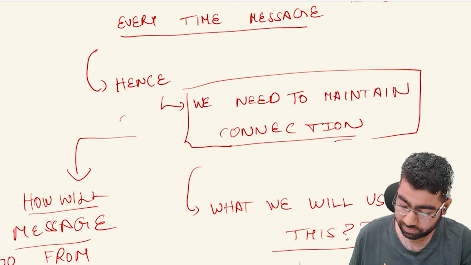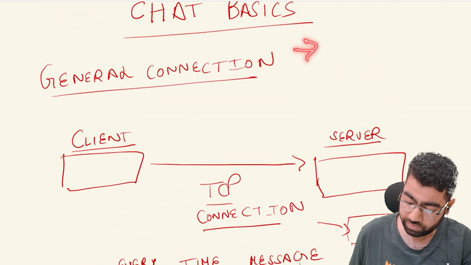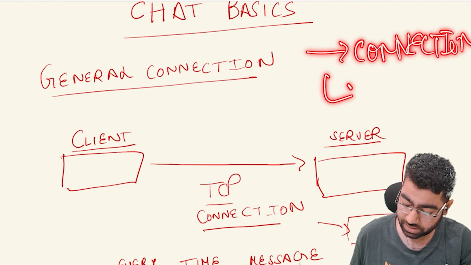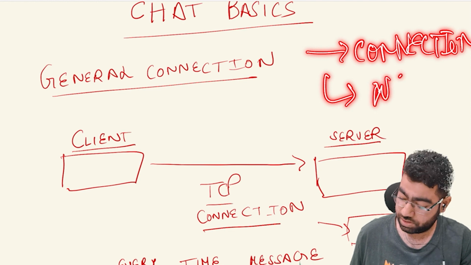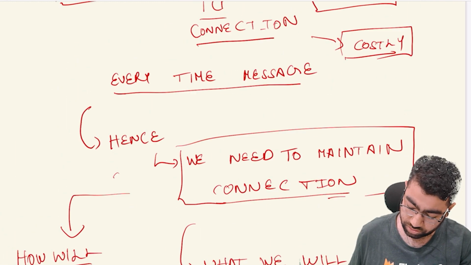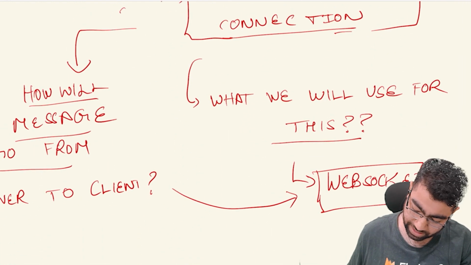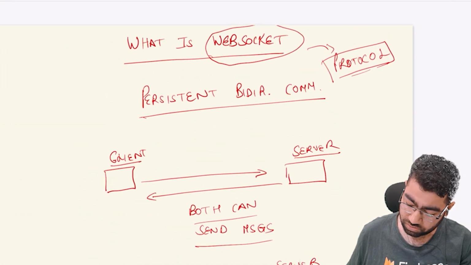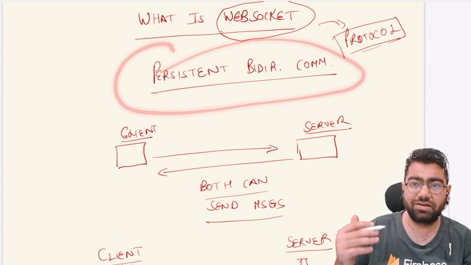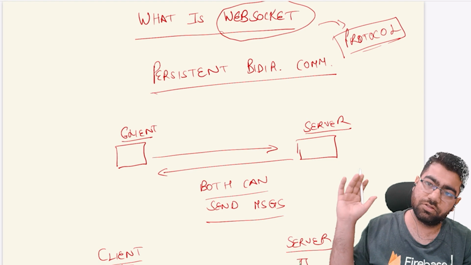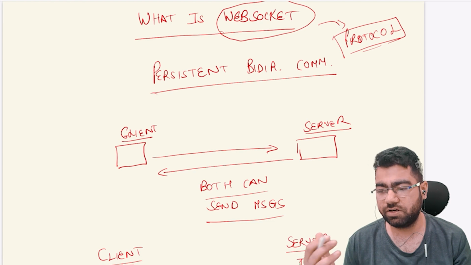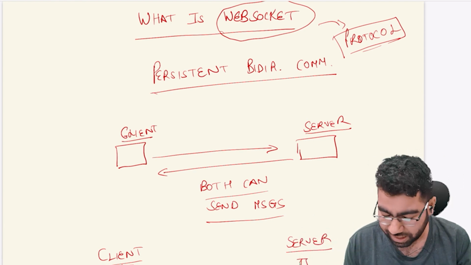Now we have established two things which we need with this chat application. We basically want a connection which does not break so that we don't have to establish it again and again. And the second thing we want is that we want the server to push the message to us and we don't want to request it. Now considering these two things, what will you use for this? We will use something like a WebSocket. WebSocket is also a protocol like the HTTP protocol. It helps to create a persistent bidirectional communication between you and the server. What it means is that the connection is persistent, and you can send data to the server and the server can send data back to you.